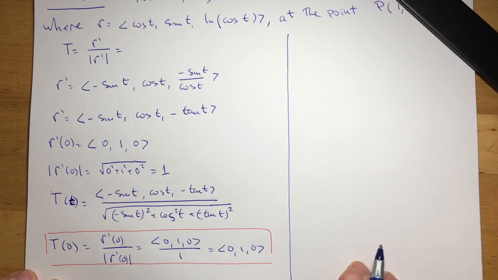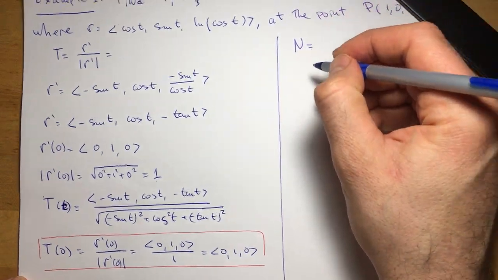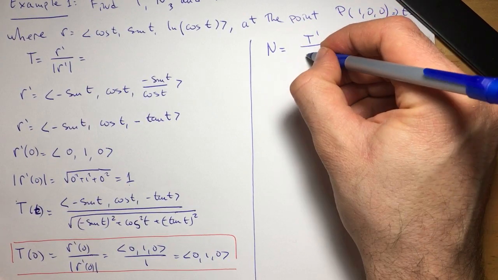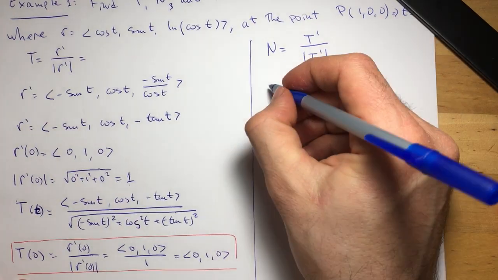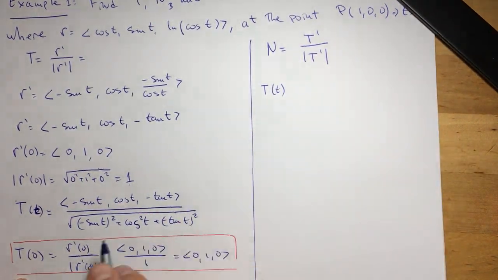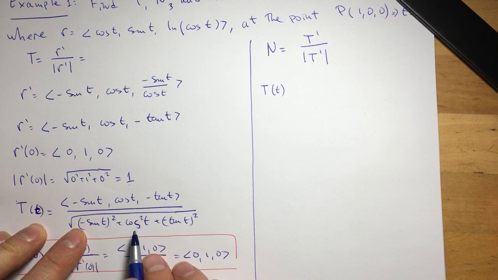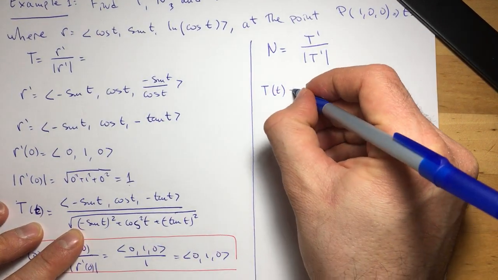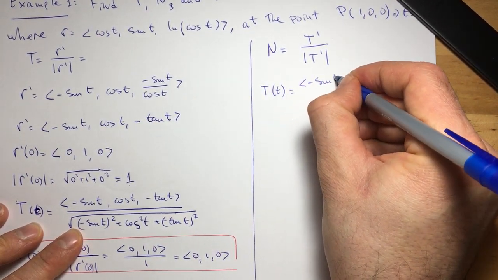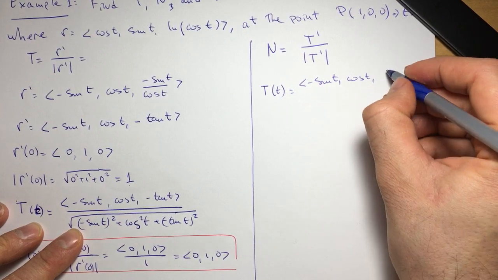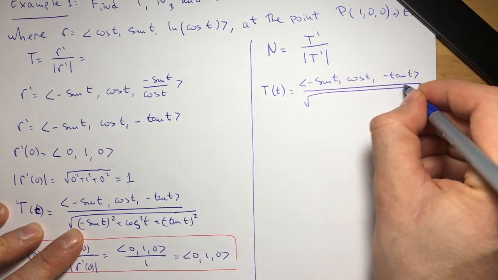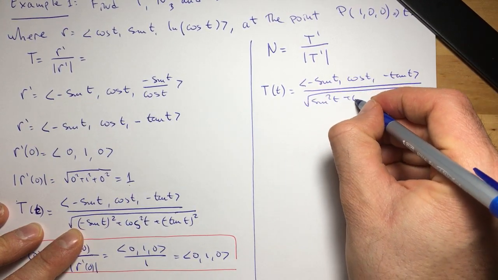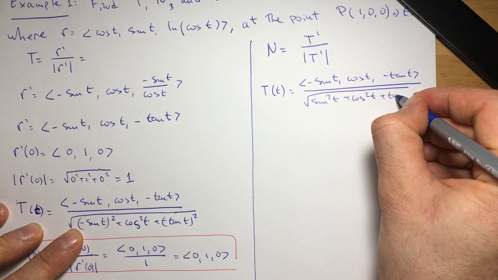Now I want to find the normal vector, and the normal vector is equal to the derivative of the unit tangent vector over the norm of that derivative. Okay, so how much is the unit tangent vector? Well, the question is, can I simplify this square root right here? Okay, so let's do that. Negative sine of t, cosine of t, negative tangent of t over the square root of sine squared of t plus cosine squared of t plus tangent squared of t.